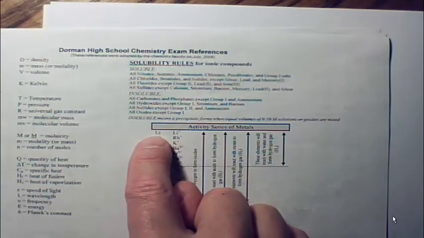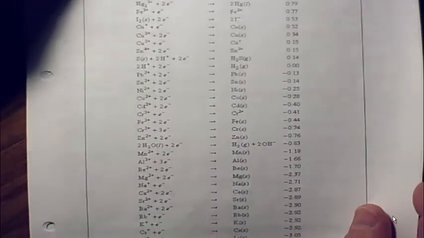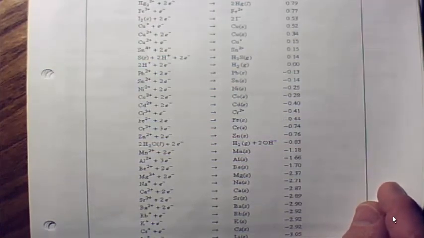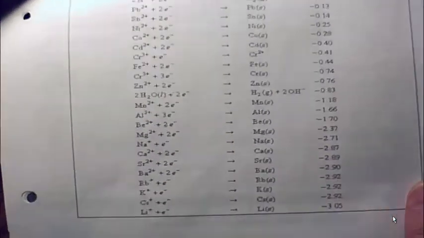All right. So knowing that, let's look at the top here. Lithium and rubidium. Let's go over here now to the reduction potentials chart and see if you can find lithium and rubidium anywhere on here. Lithium's at the very bottom. Yeah, they are there. Both of them are there.